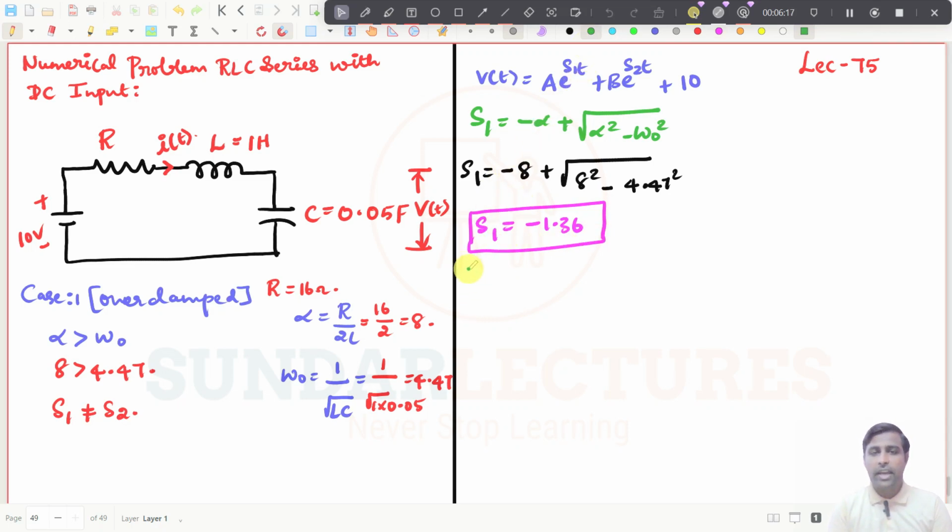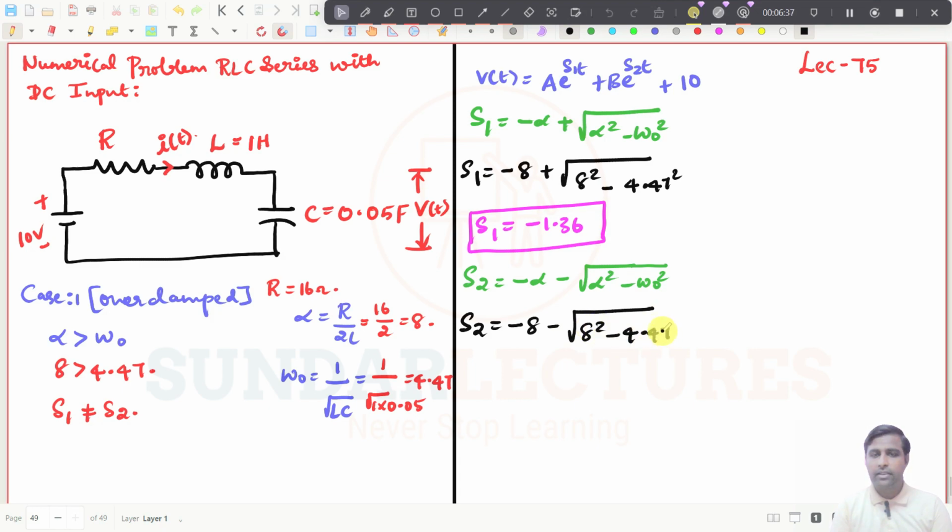And for S2, S2 is equal to minus alpha minus square root of alpha square minus omega naught square. This is the formula for S2, and if you substitute the values, S2 will be equal to minus 8 minus square root of 8 square minus 4.47 square. Maybe in the next part you take this as 4.5, I will tell you that. If you simplify this, S2 comes out to be minus 14.63. These two are the characteristic roots now.